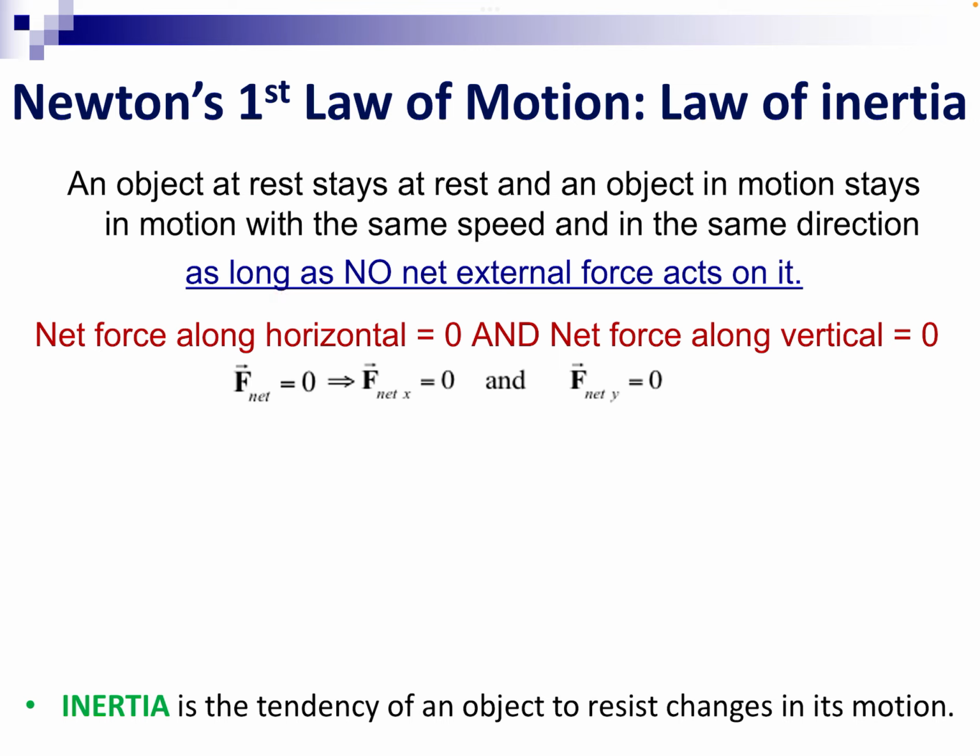Meaning, if the net horizontal force is zero and the net vertical force is zero, such that the overall net force is equal to zero, then the object will continue to do what it's initially doing. If the object has been moving to the right all along, okay, it will continue to move to the right if the net force is equal to zero.